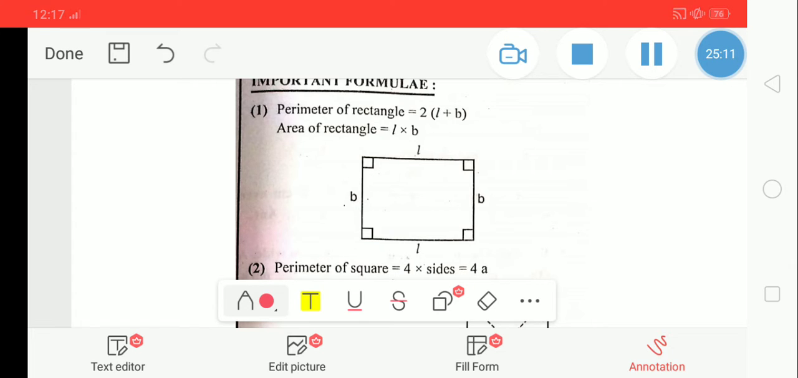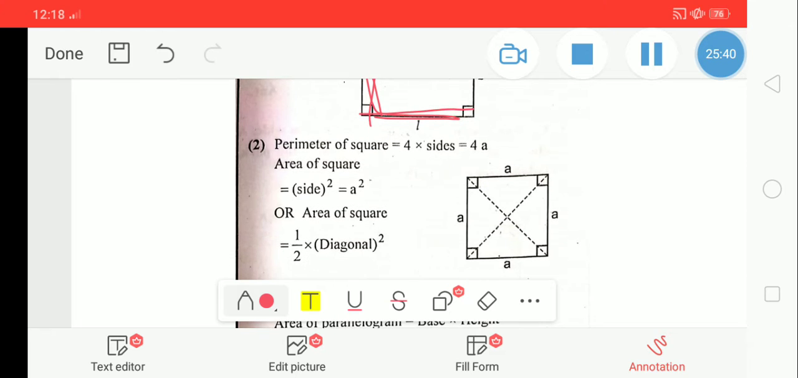Now for a rectangle, we know that in a rectangle opposite sides are the same. So the perimeter of a rectangle is 2 times l plus b, meaning there are two sides of each, 2l and 2b. And the area of a rectangle is base multiplied by height, so l multiplied by b, that is the area of a rectangle.